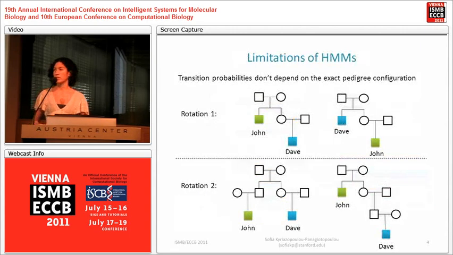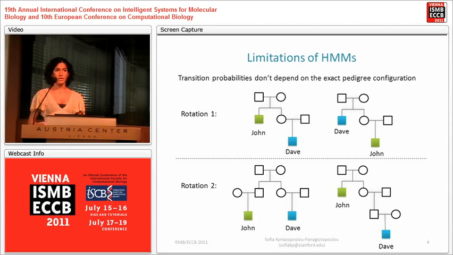However, these HMMs do not capture the whole picture. For example, consider the first pair of pedigrees here at the top. These are obviously not the same pedigree, but from the point of view of the HMMs of the previous slide, they're exactly identical. We could swap the genotypes of the 2 individuals, and the likelihoods computed by the HMMs will be exactly the same. Similarly, the 2 pedigrees here at the bottom can hardly be distinguished by those HMMs. And the reason is that the transition probabilities of the HMMs depend on the number of branches between the 2 individuals, not on the exact pedigree configuration.